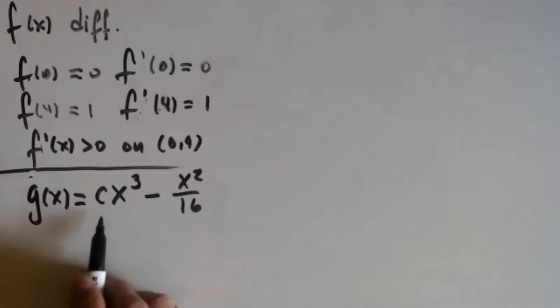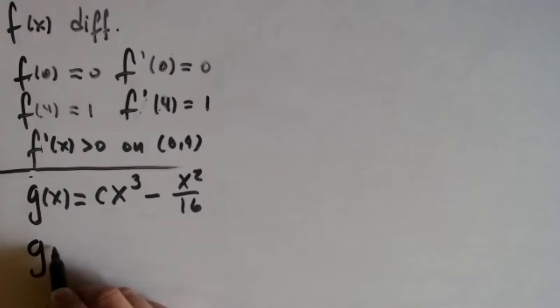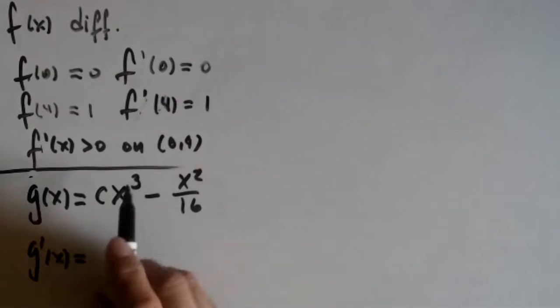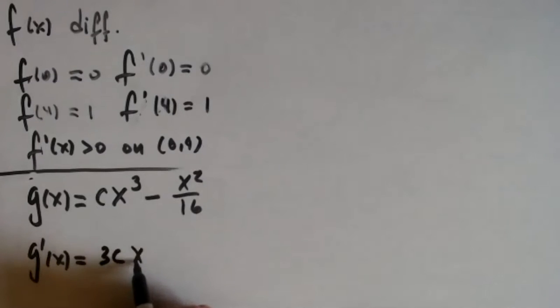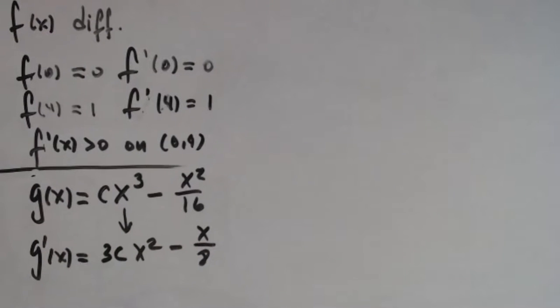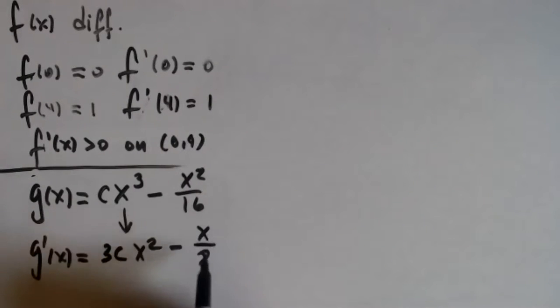Now, we have to find the same solution, right? So I'm going to take g of 4. Let me just do g prime of x directly. So this is 3c x squared, the derivative of this, minus the derivative of this, which is 2x over 16, so x over 8, correct?